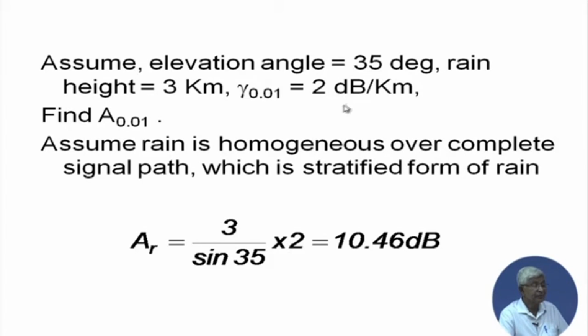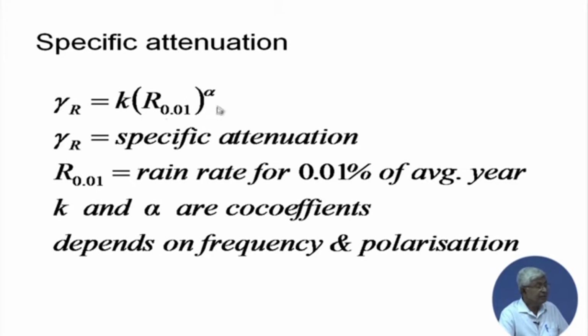If this decreases, the whole thing decreases. This depends on frequency, polarization, etc. So, specific attenuation is modeled as a power model: gamma R equals k times the rain rate at 0.01% of the time to the power alpha. The k and alpha are two coefficients, where gamma R is the specific attenuation of the rain, and capital R 0.01 is the rain rate for 0.01% of the average year.